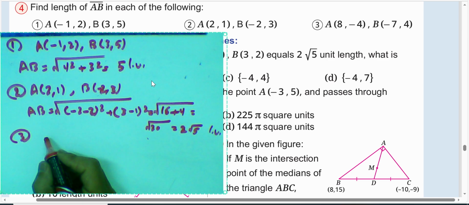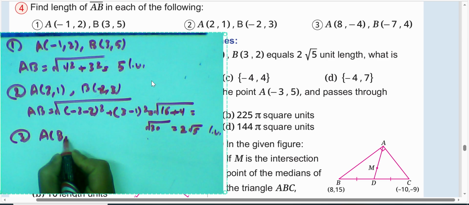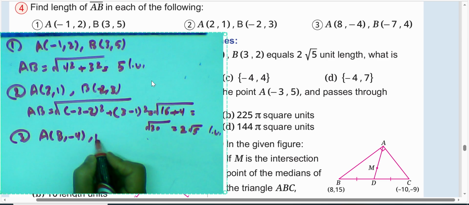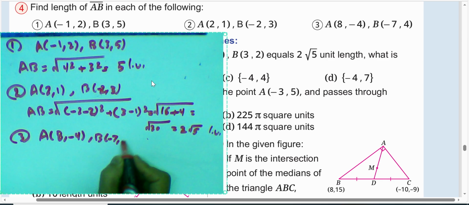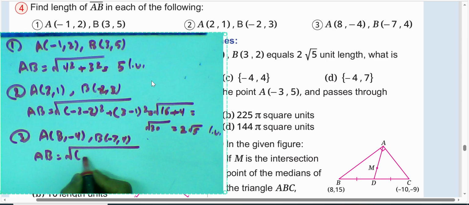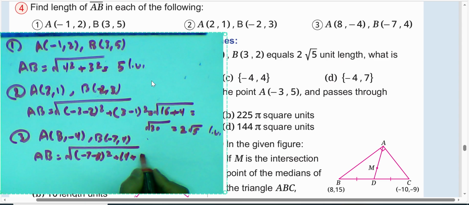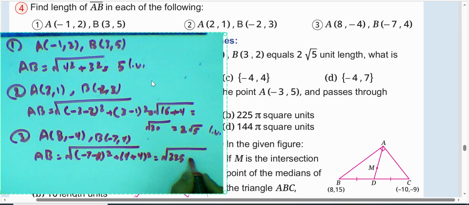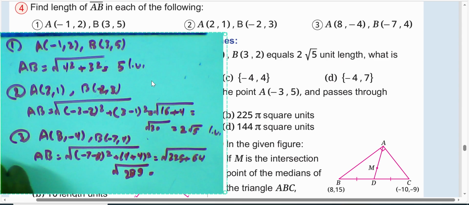Number 3, we have point A (8, -4) and the point B (-7, 4). Then AB equals negative 7 minus 8, and 4 minus negative 4, which is 4 plus 4. Negative 7 minus 8, it will be negative 15, power 2, it will be 225. 4 plus 4, 8, 8 power 2 equals 64. 225 plus 64 equals 289. Square root of 289.